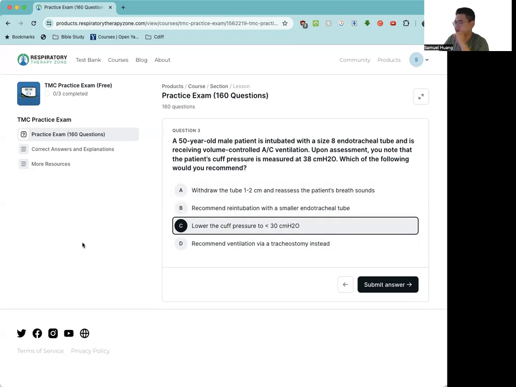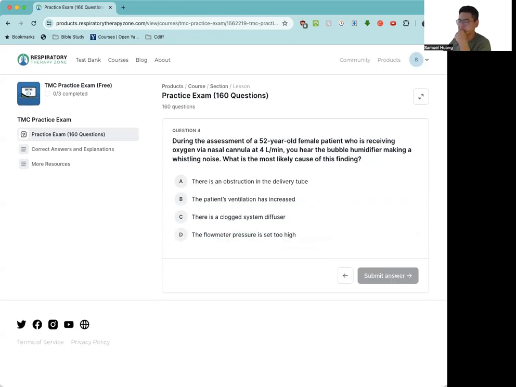There's really no indication that you should intubate with a smaller endotracheal tube. They're not really giving you any pressures on the ventilator. They're just giving you the cuff pressure of the tube. And then tracheostomy, they didn't tell us how many days the patient has been on the ventilator, nor are they telling you the patient's prognosis. If they were to tell us this patient is terminally ill, going to be on the ventilator for more than 12 to 14 days, then we can consider a tracheostomy.